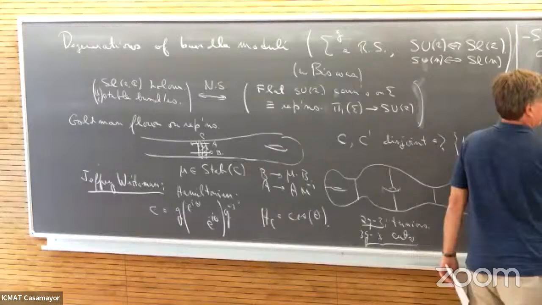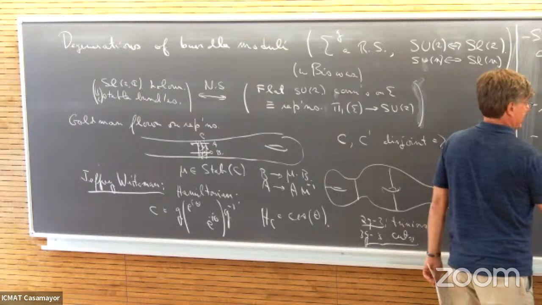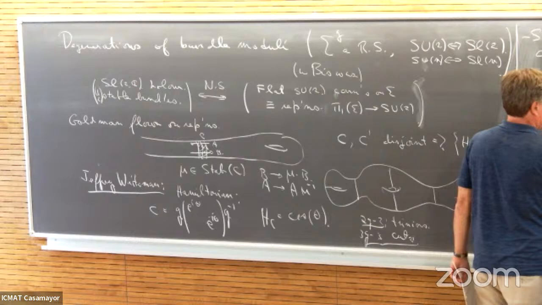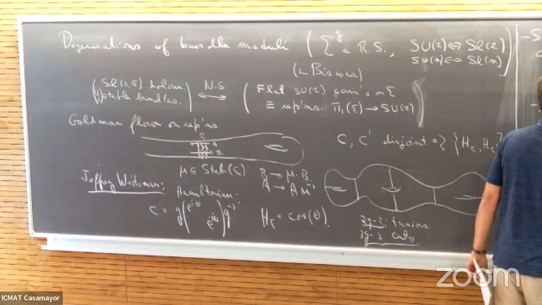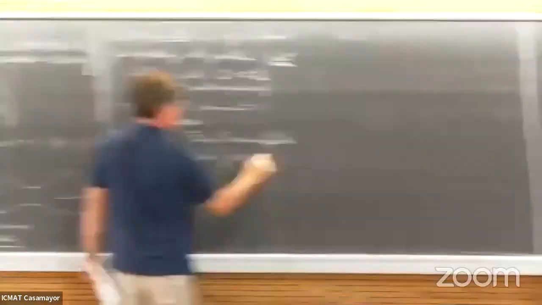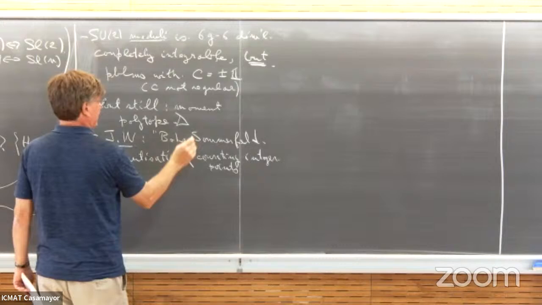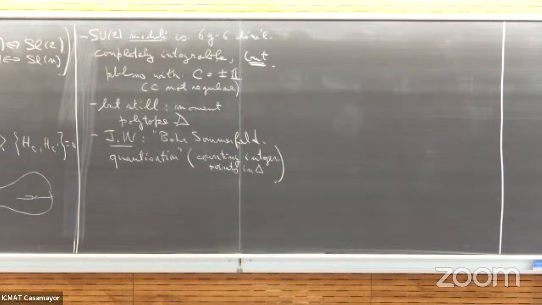And what Jeffrey and Weitsman do is they use Bohr-Sommerfeld quantization, which basically is counting integer points in the polytope, let's call it delta. And lo and behold, you get the Verlinde count for the quantization of the moduli space.